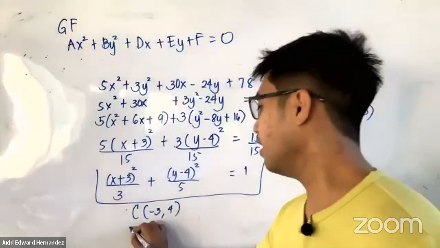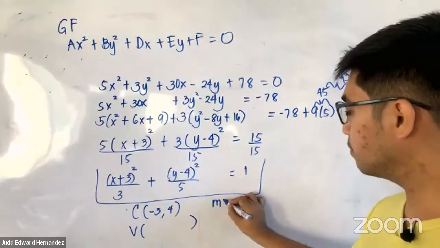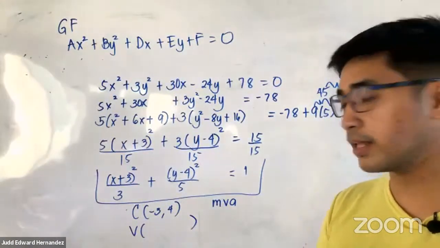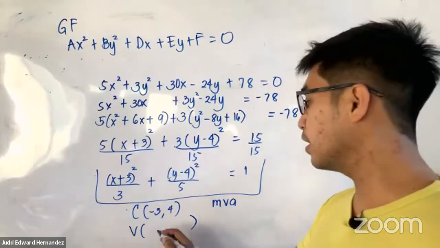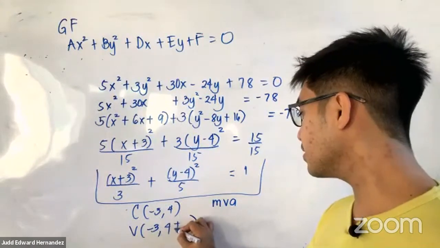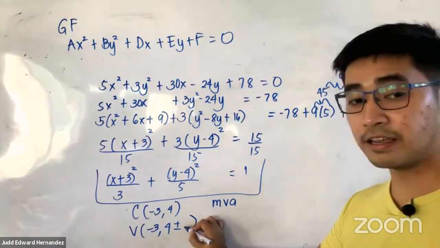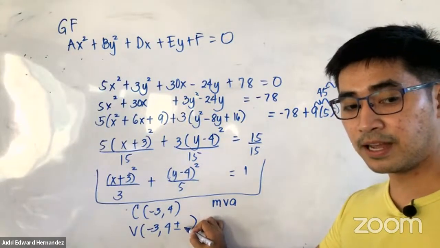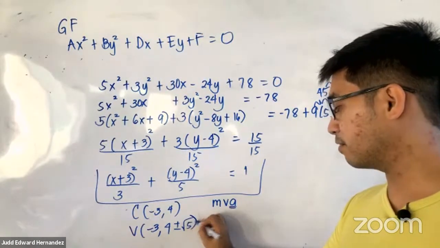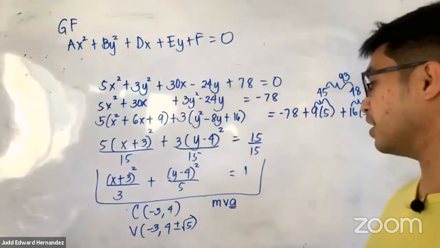And asaan daw yung vertices natin? If this is major vertical axis, MVA, asaan daw yung vertices natin? Sabihin na lang natin kung saang point natin siya makikita, yung may plus minus. Therefore, this is located at negative 3, 4 plus minus A. Ano yung A natin? Square root of 5. Tama ba, guys? Our A is square root of 5. Opo. Okay, so our A is square root of 5.